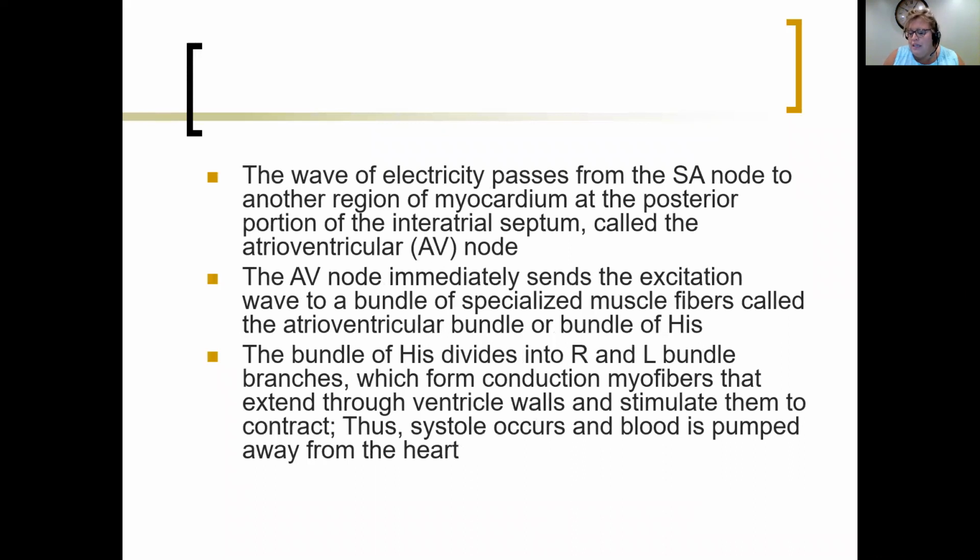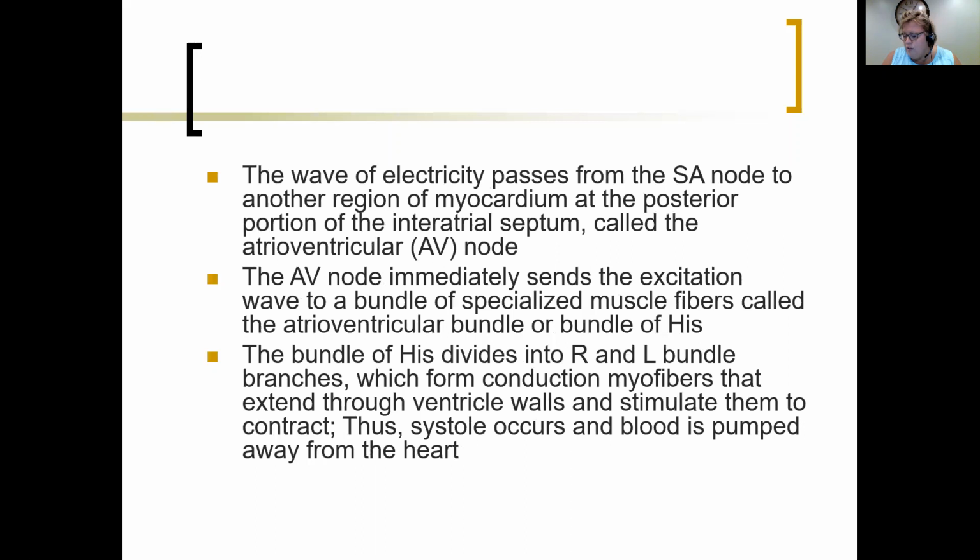The AV node immediately, as soon as it receives this electrical impulse, sends this excitation wave to a bundle of specialized muscle fibers called the AV bundle, or atrioventricular bundle, also known as the bundle of His. And that's number 3 on the diagram, AV bundle, or bundle of His. And that's named after the physician who discovered it. The bundle of His divides into right and left bundle branches. And these bundle branches form conduction myofibers that extend through the ventricular walls and stimulate them to contract.